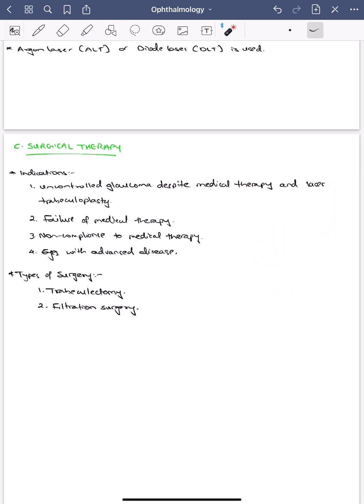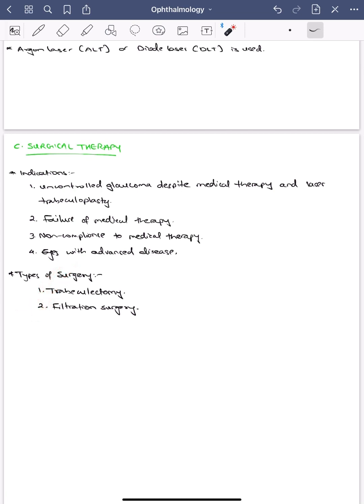Then we discussed that the second is laser trabeculoplasty, and it is done when there is non-compliance or when IOP is still raised despite medical therapy, and here we use argon laser or diode laser. And then we discussed surgical therapy, where we use trabeculectomy and filtration surgery. So this concludes our discussion on glaucoma.